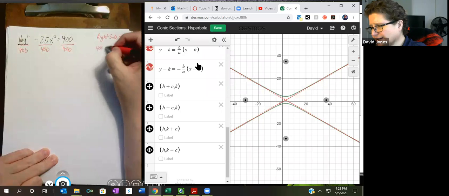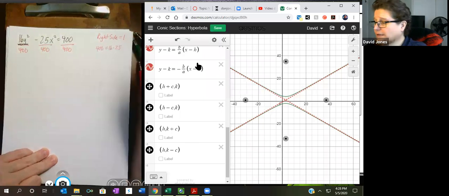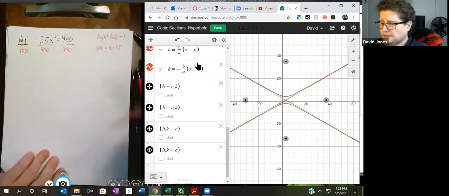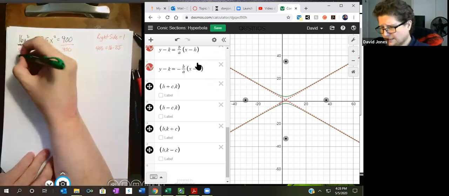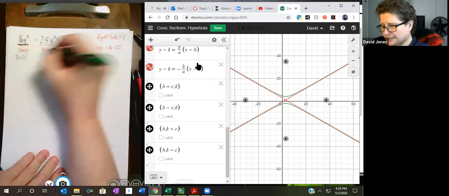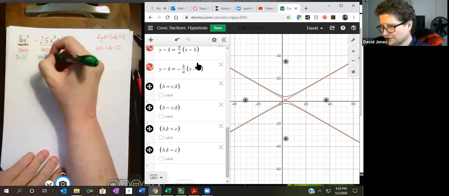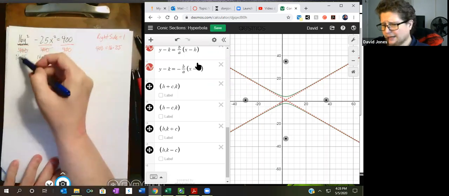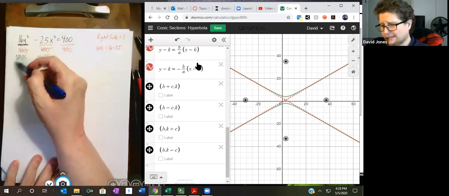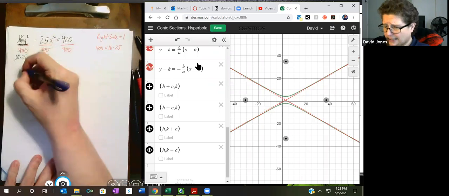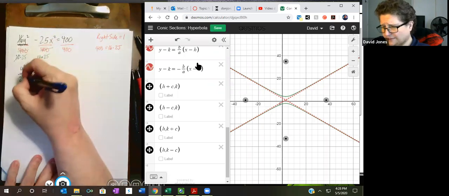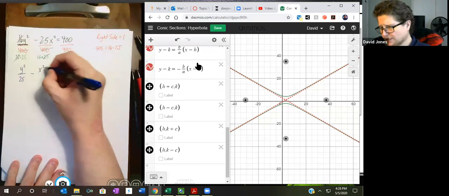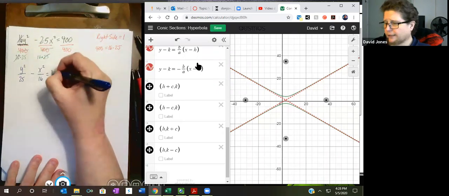400 is conveniently 16 times 25. So 16 times 25, I'm going to replace them so I can cancel stuff out. On the y terms, I cancel out the 16s. And I get y squared over 25 minus, we cancel out the 25s, x squared over 16 equals 1.